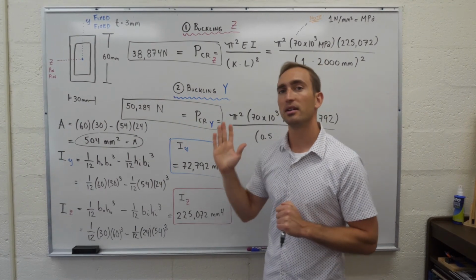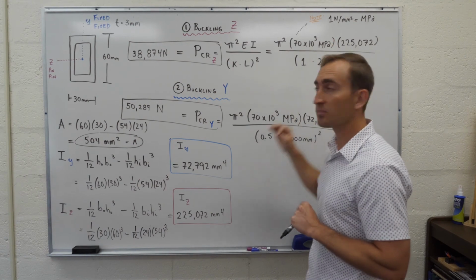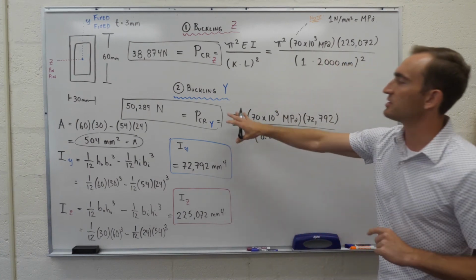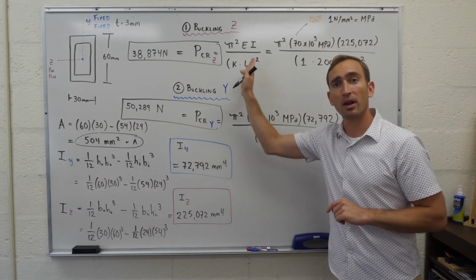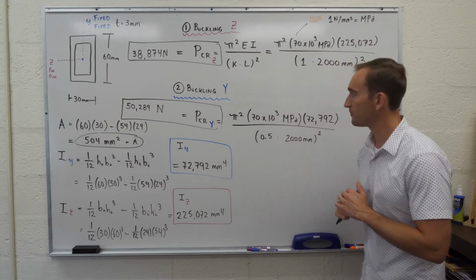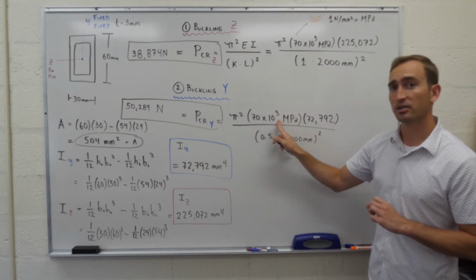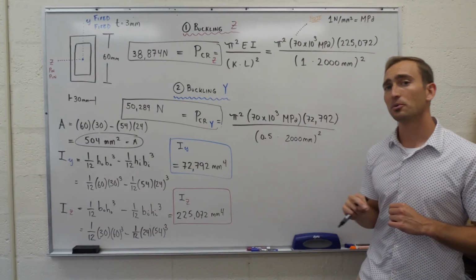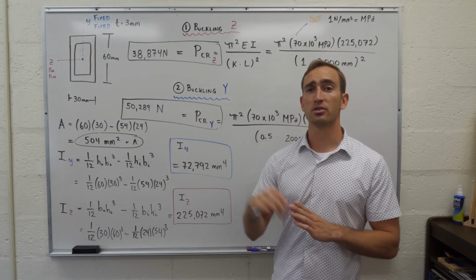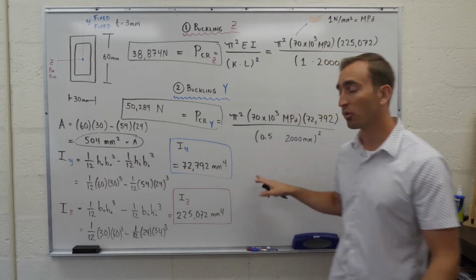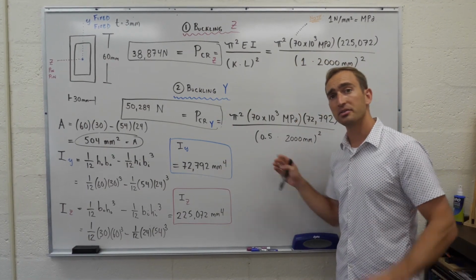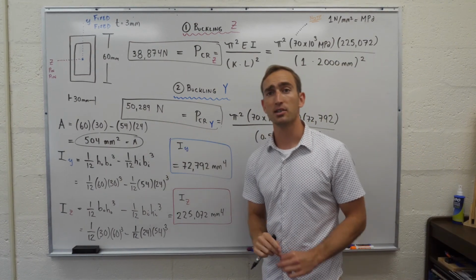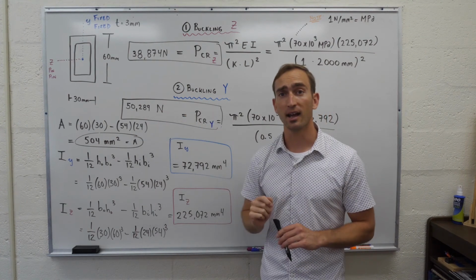So had we kept our Young's modulus in GPa, we would have gotten kilonewtons over here. So either way, that's fine. I then set up the equation for P critical in the y. I didn't write the equation again, I just plugged and chugged everything. So you can see we've got pi squared, the same Young's modulus, the moment of inertia that we calculated earlier. K is equal to 0.5 when your end conditions are fixed and fixed. So I plug in 0.5, multiply by 2,000, and then square that whole bottom piece. This gets us that the P critical of the y-axis is going to be 50,289.